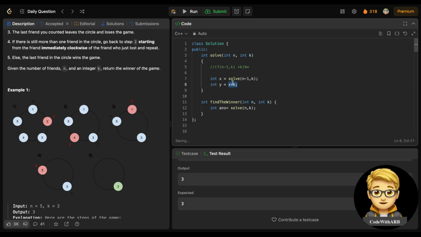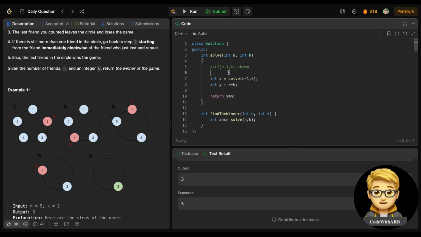That would be x plus k, because it will give me some index, and that needs to be updated by x plus k, because this will give me minus k, since it reduced the indices by k. So that needs to be compensated by adding plus k, and this will be my current index, right? So this needs to be returned, and that would be return y modulus n, because this can go to a higher value. So this needs to be returned.